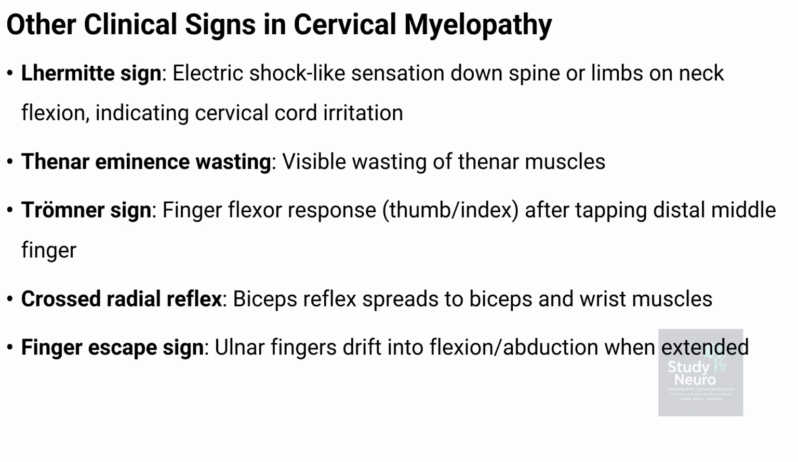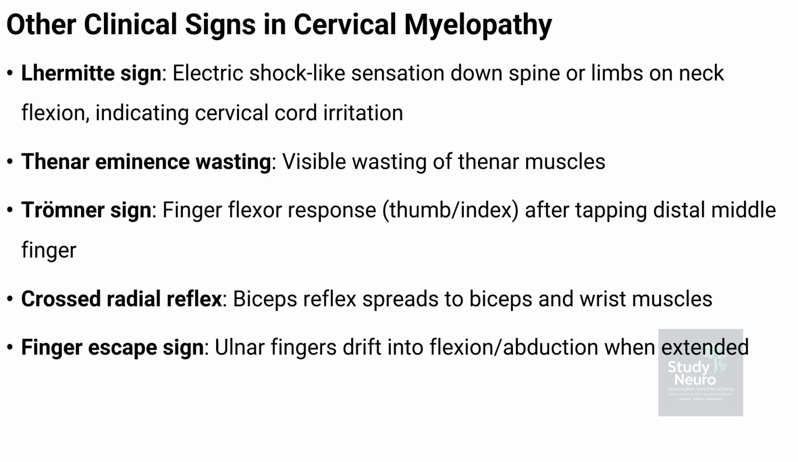Several other clinical signs can help identify cervical myelopathy during examination. Some of these findings reflect irritation of the cervical spinal cord, while others reveal dysfunction of the upper motor neuron pathways. These signs can be subtle. One example is Lhermitte sign, which is an electric shock-like sensation that travels down the spine and sometimes into the limbs when the neck is flexed. This finding suggests irritation of the cervical cord.